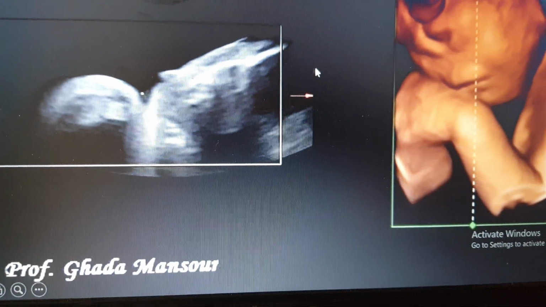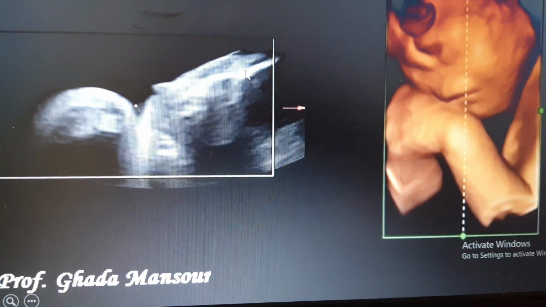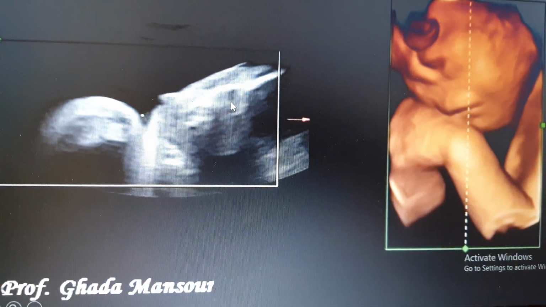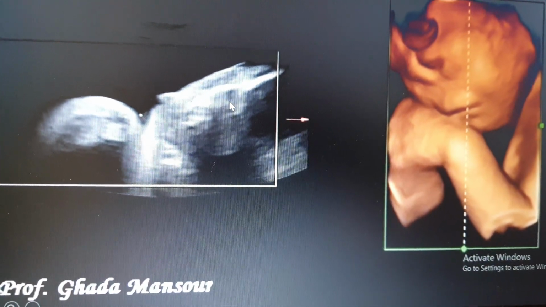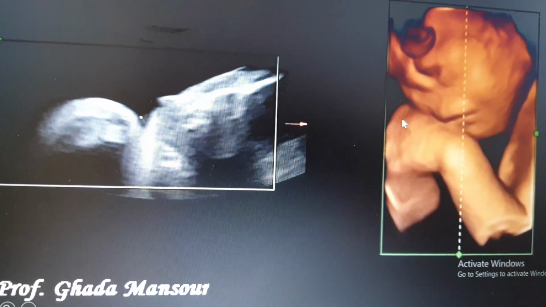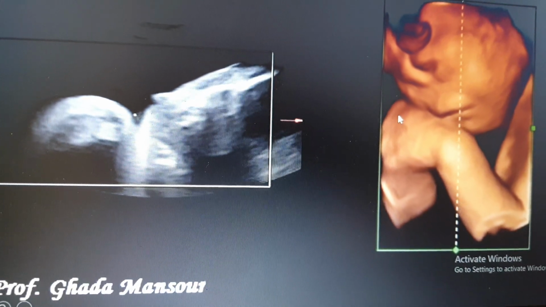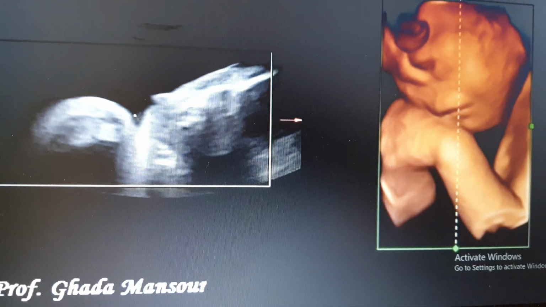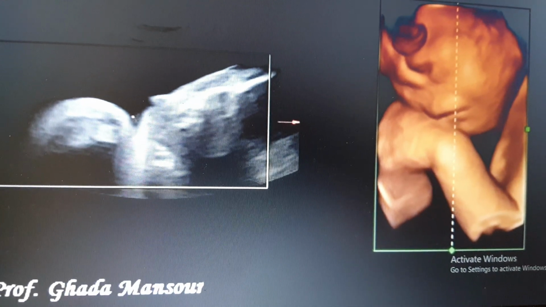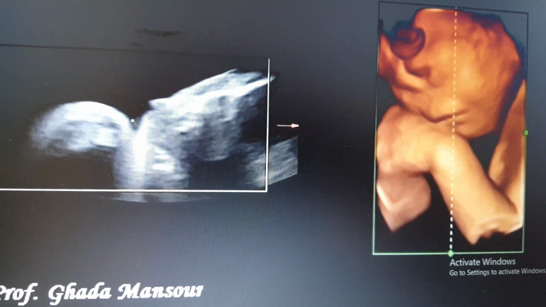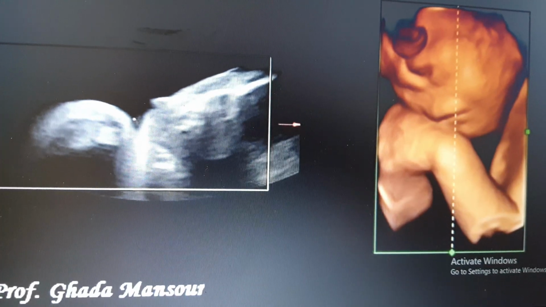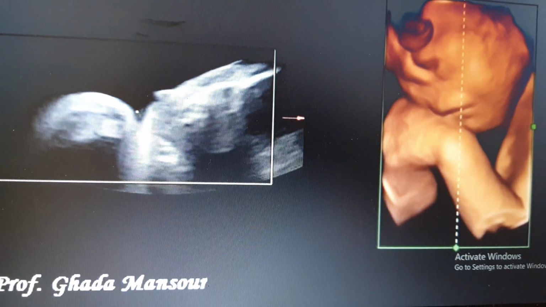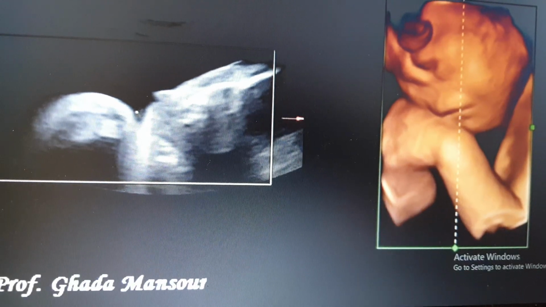As you can see here, I used a 4D picture. This is the 2D picture, in which this is the profile of the face of the fetus, and here is the rendering 4D ultrasound picture. Some of our colleagues did not understand the picture. Those who said it was a case of alobar holoprosencephaly, although I did not mention the brain or give you a picture of the brain, actually understood this congenital anomaly properly.